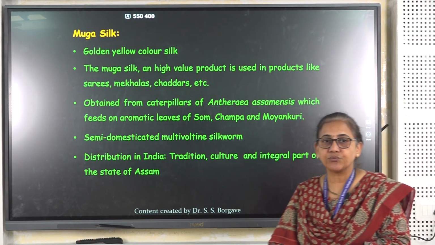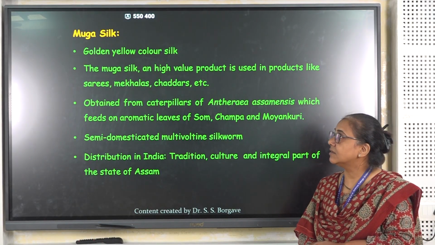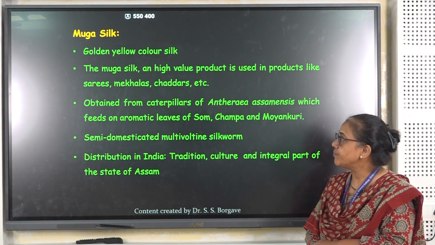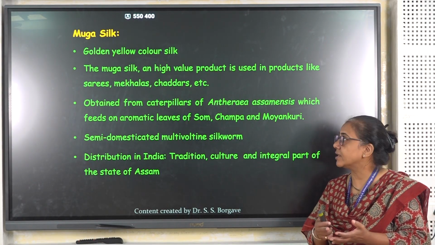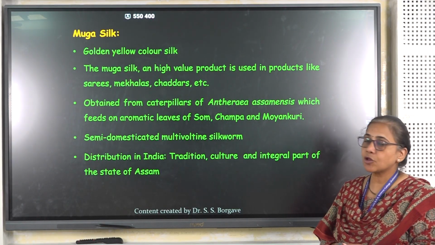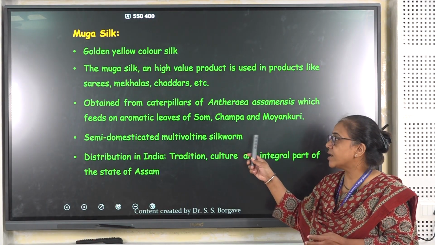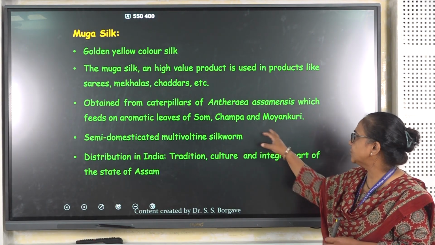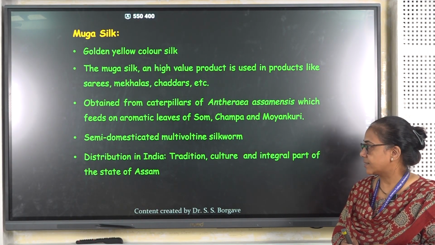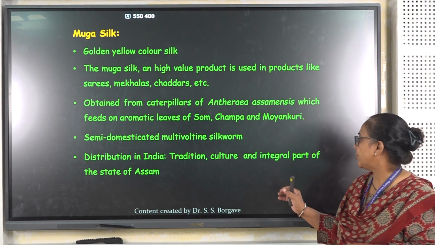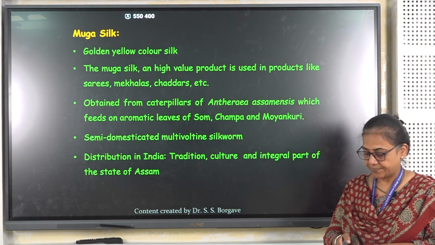The fourth and the last silk that is mainly produced in India is Muga silk. As the name suggests, the color of the silk thread is golden yellow. The Muga silk is a high value product which is used in making saris, mekhlas, chadars, etc. It is obtained from the caterpillars of Antheraea assamensis, or Antheraea assama, which feed on aromatic leaves of som, champa, mayankuri, etc. These are semi-domesticated multivoltine silkworms, and in India they are mainly distributed in the state of Assam. That's why the name of the species is assamensis.